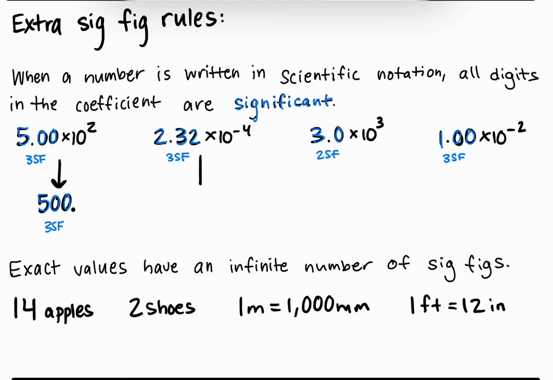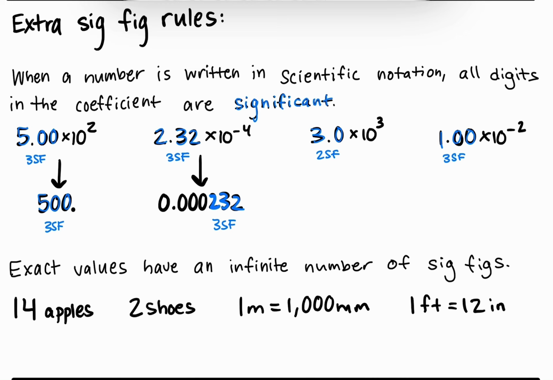So let's look at the other ones. This one has an exponent of -4, so we need to move the decimal 4 to the left. 1, 2, 3, 4. So it looks like we'll have 3 zeros after the decimal. So we will have 0.000232. And this one has 3 sig figs, so it matches the first one, so we're good there. Let's look at the next one.